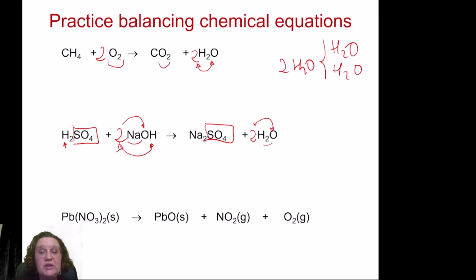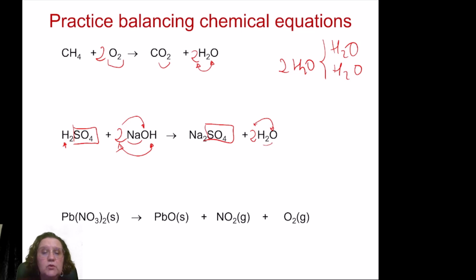I'll start with the first atom. The first atom is lead, Pb, and I can see that I have 1 atom of lead on the reagent side, that's lead nitrate, and I have 1 on the product side.